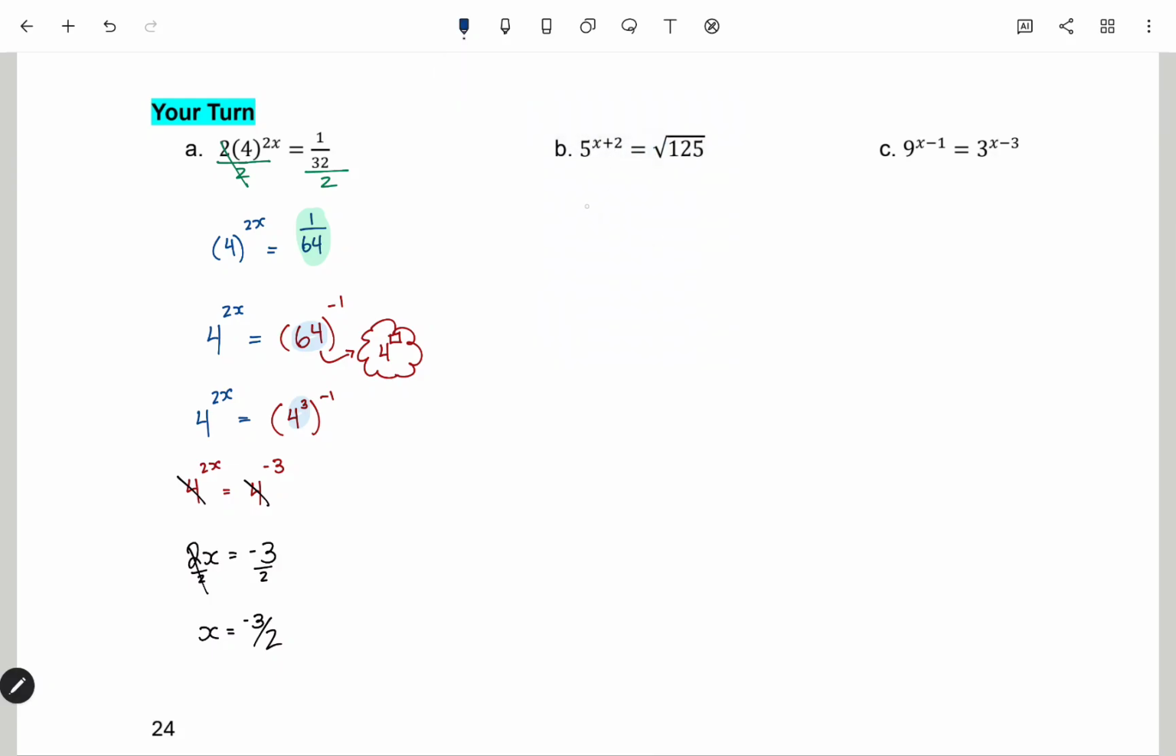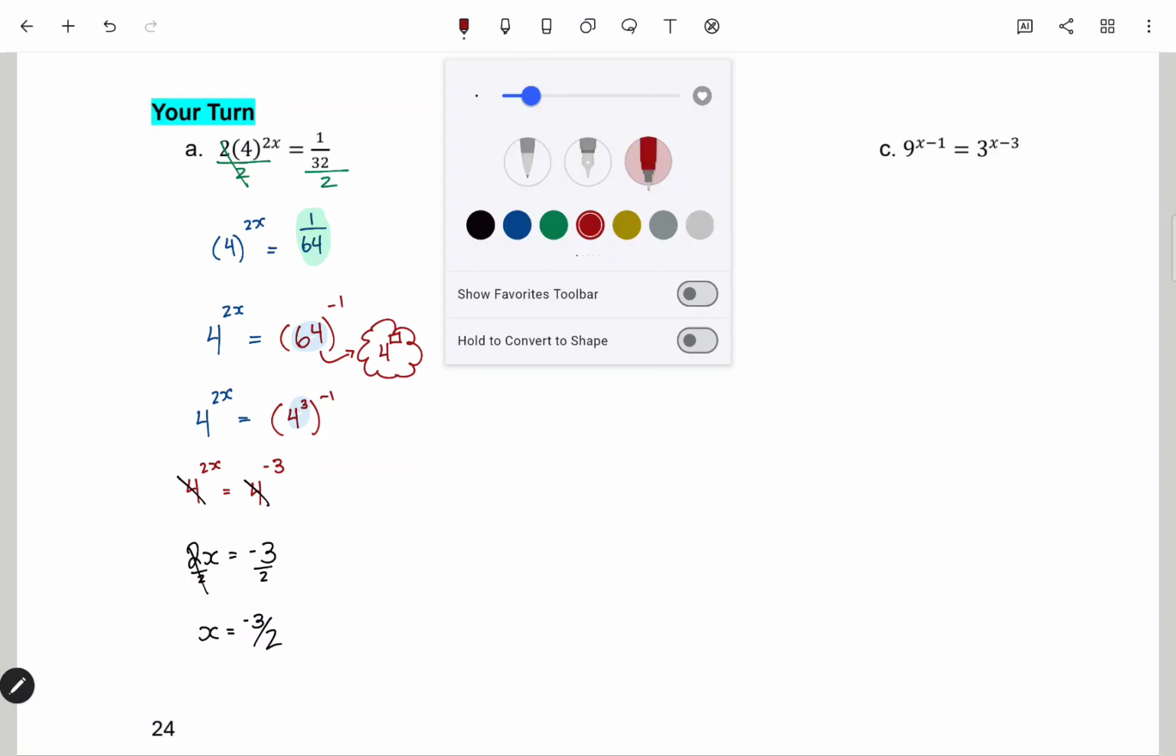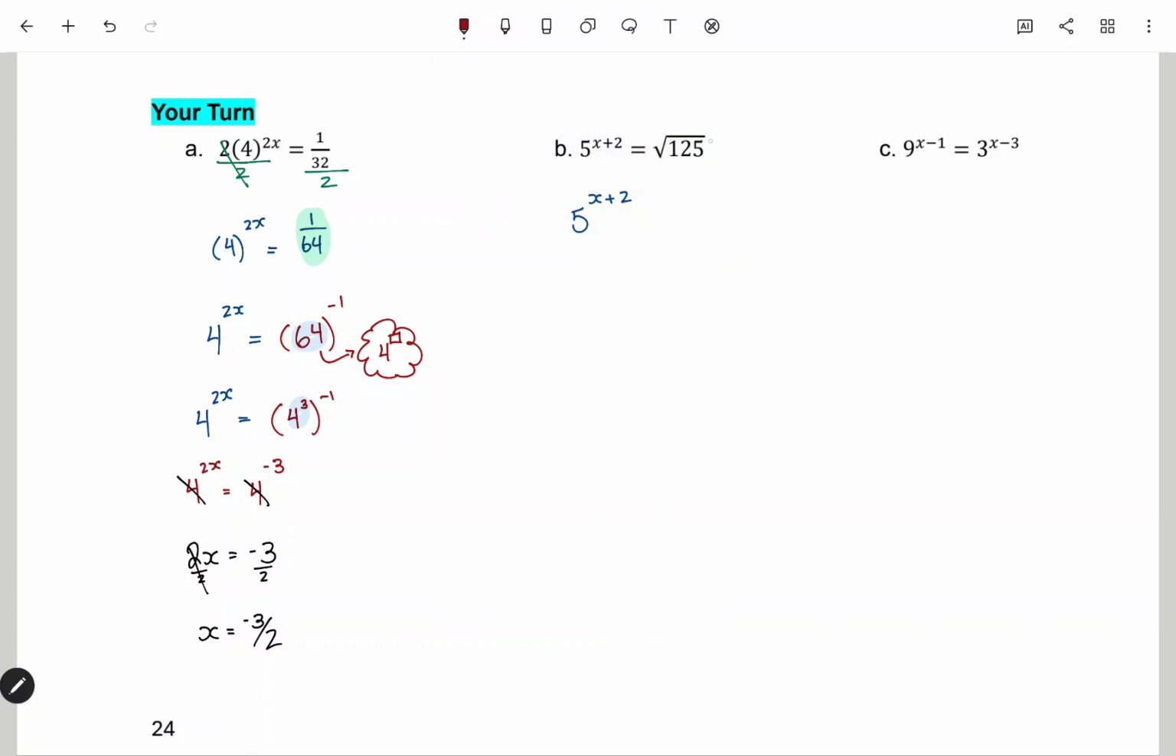Next one, again, not much I can do with this left-hand side, so we're just going to write it down. Oh, sorry, this left-hand side, if I knew my left and my right at the moment. I see a square root here. As soon as I see a square root, we're going to get rid of that by changing it to the exponent of 1/2.